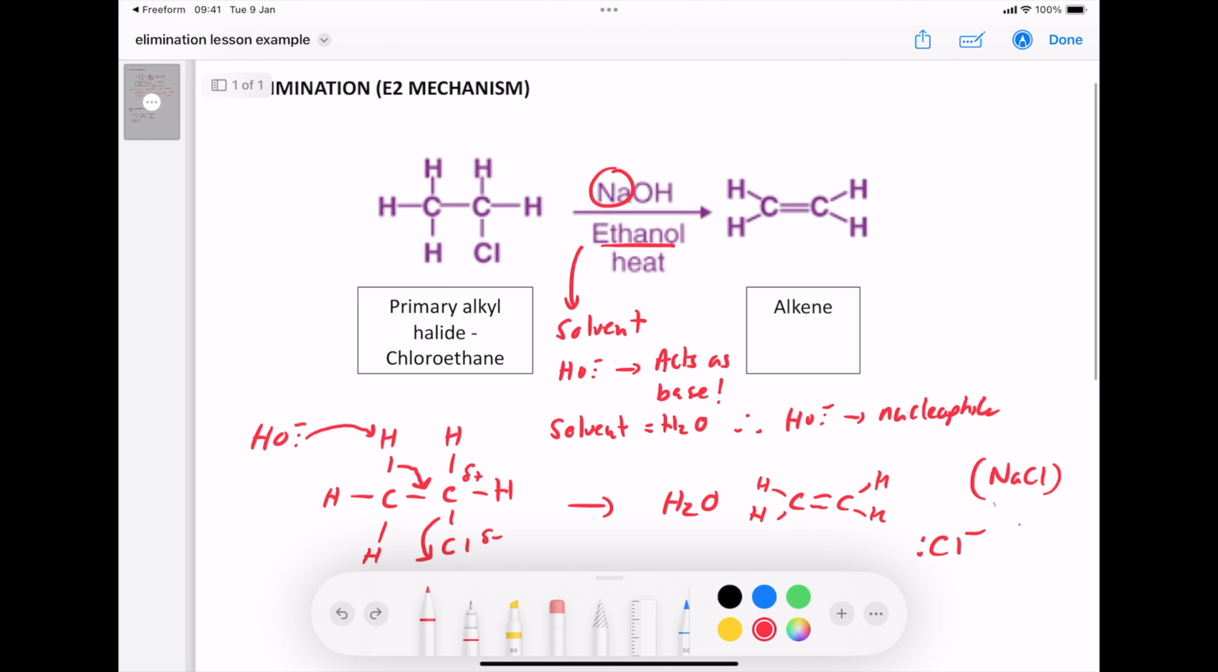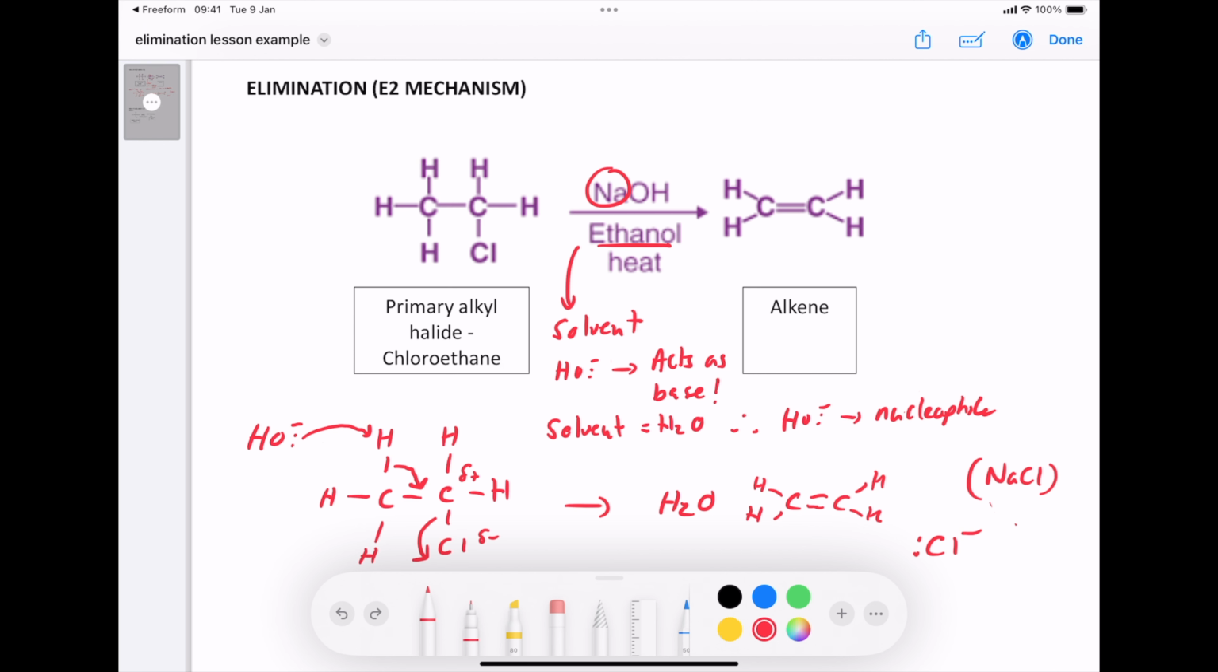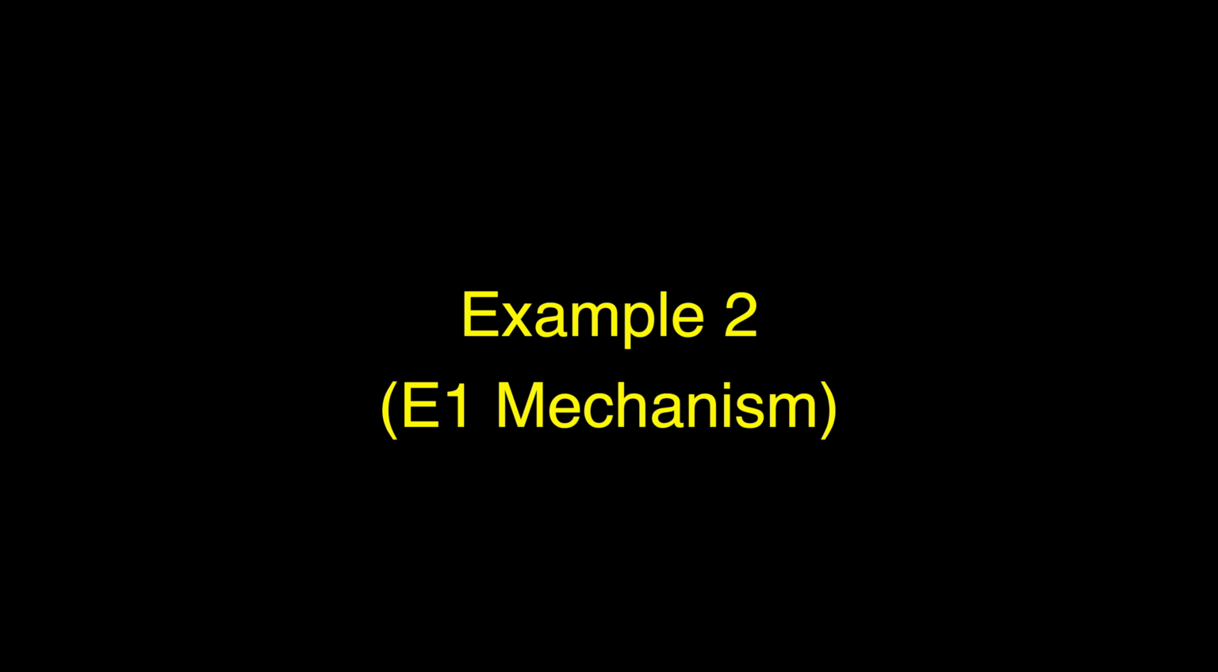So to summarize, solvent is ethanol. Then OH- acts as a base and you get the creation of a double bond. If the solvent is water, you have nucleophilic substitution instead. And you would make, in this case, for this molecule, it would be ethanol.